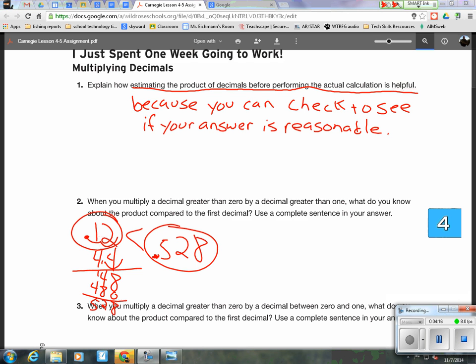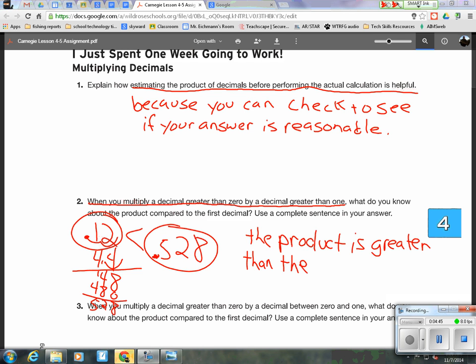Okay. So your answer is, when you multiply a decimal greater than 0 by a decimal greater than 1, the product is greater than the first decimal. Period.